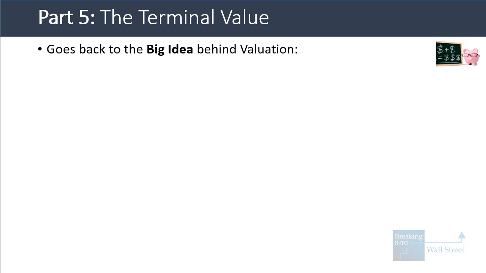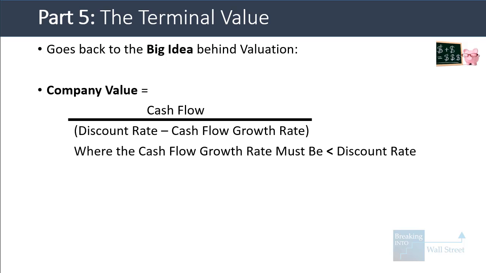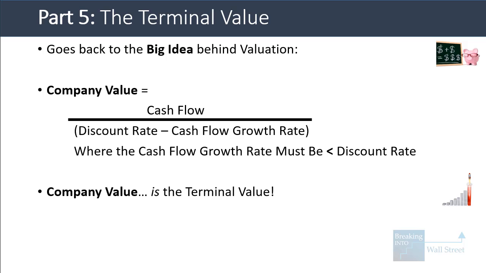Now, this goes back to the big idea behind valuation and the DCF model. Company value equals cash flow divided by discount rate minus cash flow growth rate, where the cash flow growth rate must be less than the discount rate. Company value is the terminal value. So it's exactly the same formula.